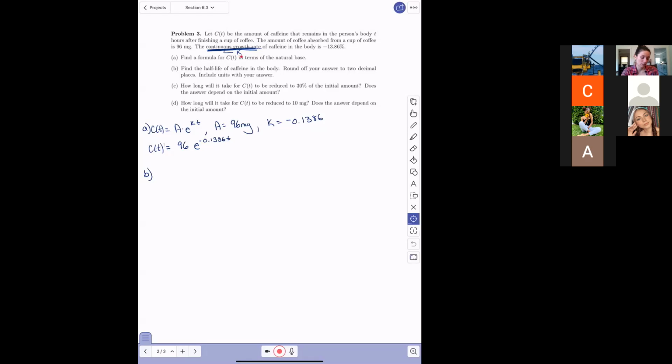So this K value is different than the R value that we were looking at before, because K is a continuous growth rate. So it's not that every month, at the end of the month, you have a certain percentage that increases your interest. It's continuously increasing. It's not at every time increment, it's just always increasing.